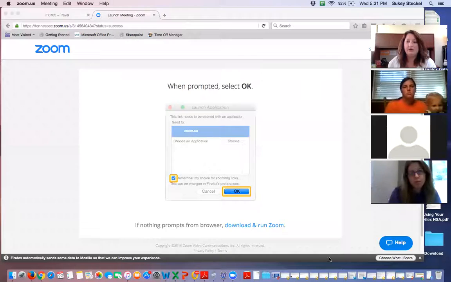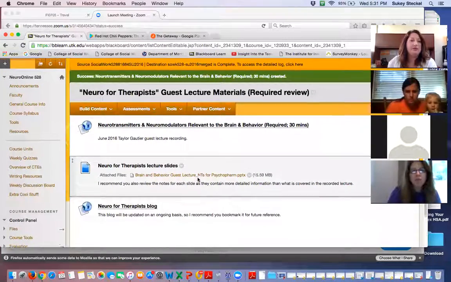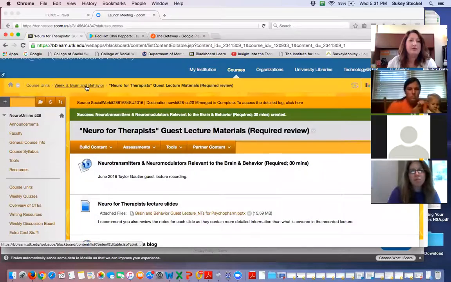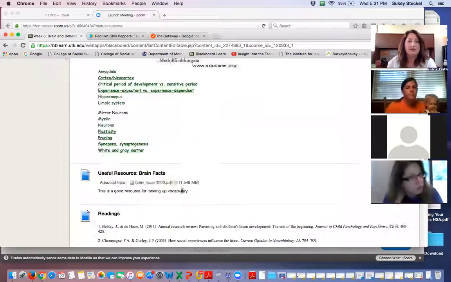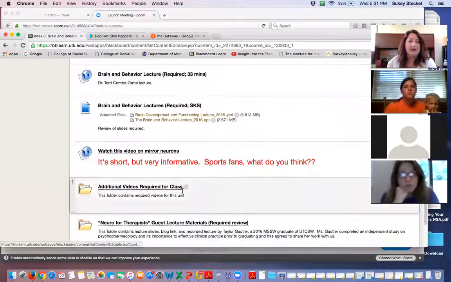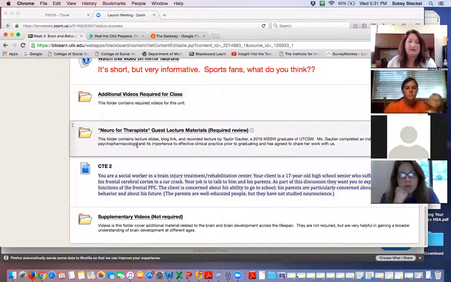A couple of housekeeping items. I'm going to share my screen with you all. So I wanted to point out to you that I posted a folder, and I sent an announcement for it a couple of days ago. I imagine that you may not have had a chance to look this over yet, but please do so before you wrap up this unit.